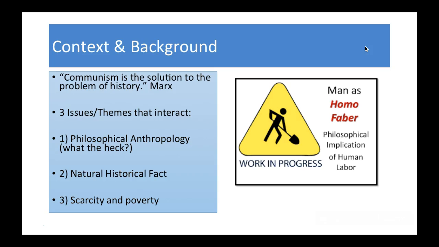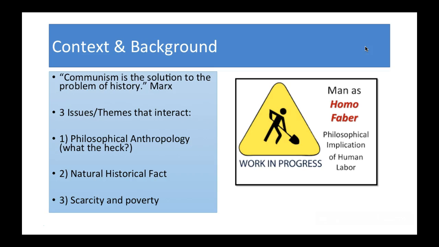And the first one is this philosophical anthropology. What the heck is that? It's simply the idea that man is different from animals in that man is able to reshape his environment based on his needs. And Marx argues that man is a homo faber, that is, man is a maker, a doer, who can adapt his natural environment to his needs through the productive idea of work.